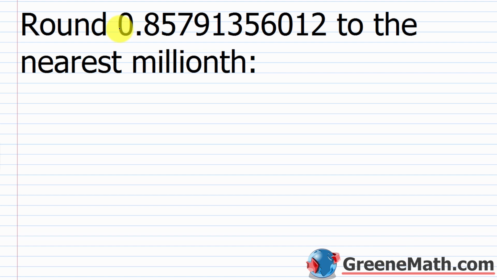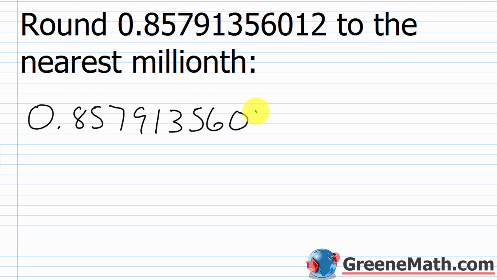Okay, let's take a look at one final problem. We want to round 0.85791356012 to the nearest millionth. So let's rewrite this long number, 0.85791356012. So where's the millionths place? Again, we have the tenths. Once we know that spot, you can just go in a familiar way. Tenths, hundredths, thousandths, 10,000ths, 100,000ths, millionths. So here's your millionths place. This is the millionths place.